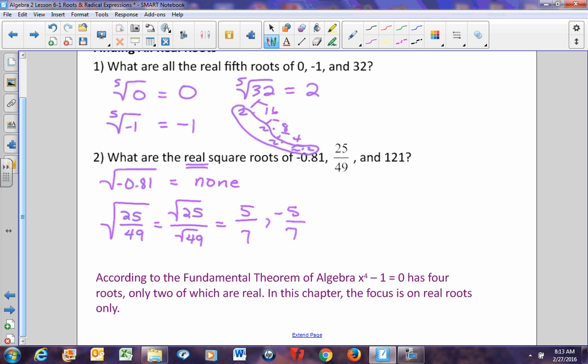because we have two real roots of an even numbered index. And the real roots of 121. The square root of 121 is 11, but we have to have both the positive and the negative, because there are two roots of your even indexes.